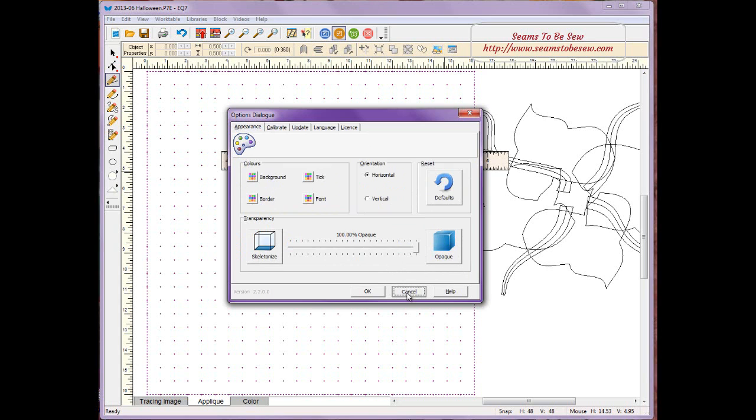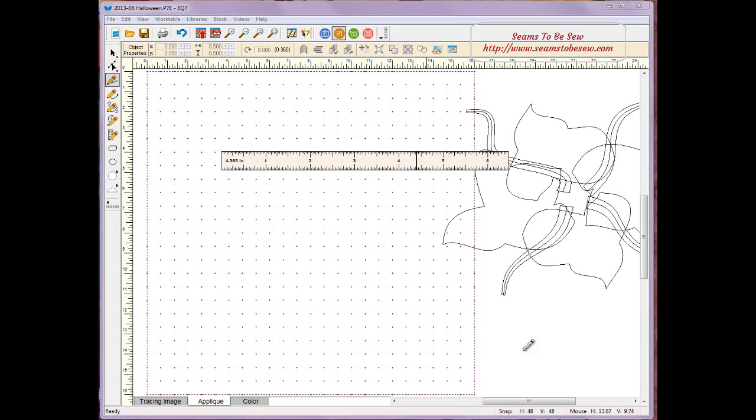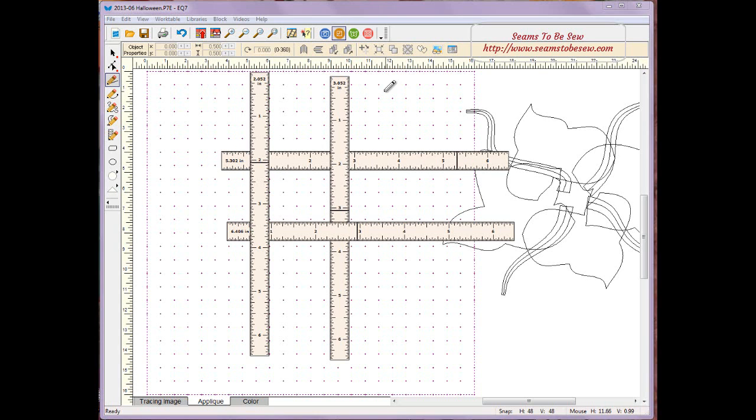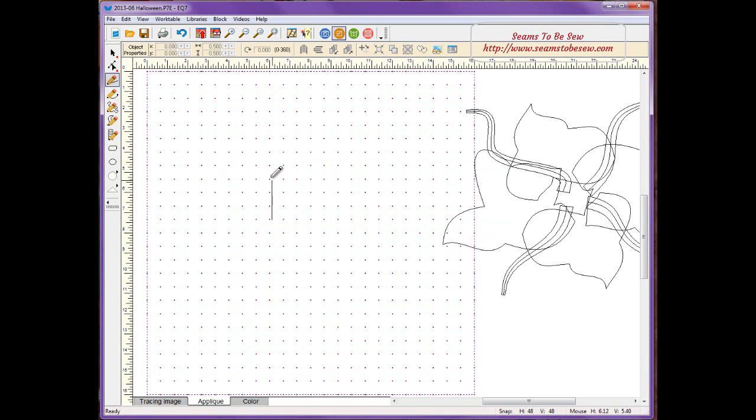No, that's not good. So we'll try and line it up with, I need it on the 6, and I need it at the 5. Down here I need it at the 7.5 and at the 9. So I'm just kind of winging this. Sorry.